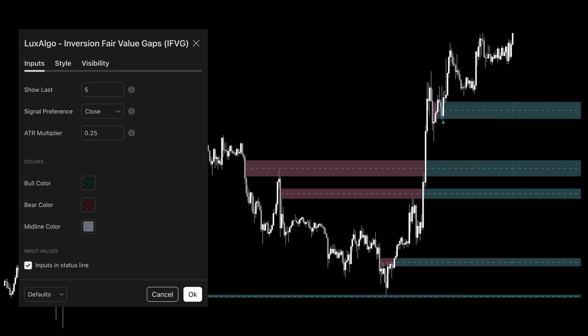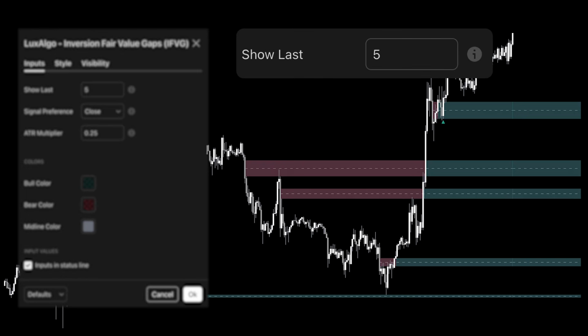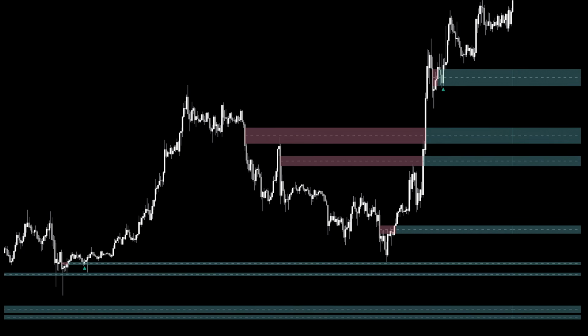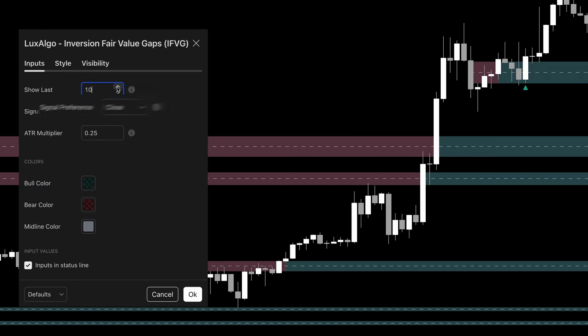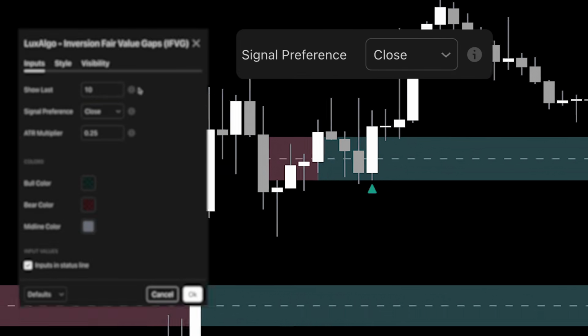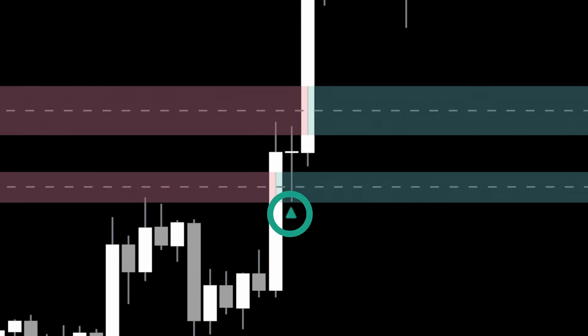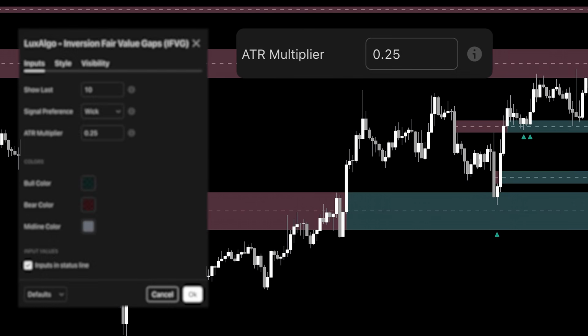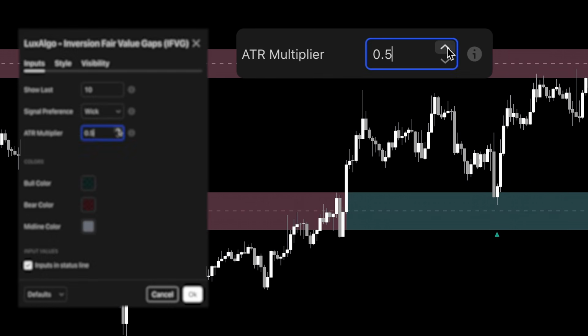Inside the settings, there are 3 core options that give you control over the indicator's behavior. The first, Show Last, determines how many inversion FVGs are visible on your chart at once. Raising this value reveals more levels for analysis but can also lead to a more cluttered view. The second option, Signal Preference, lets you define whether a candle must close within the FVG or merely wick into it before confirming the signal with a triangle. Finally, the ATR multiplier works in tandem with the Show Last setting by filtering out weaker levels, only keeping those that meet a minimum volatility threshold, which helps maintain clarity when multiple FVGs are present.